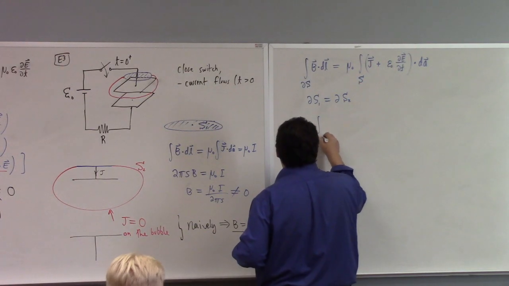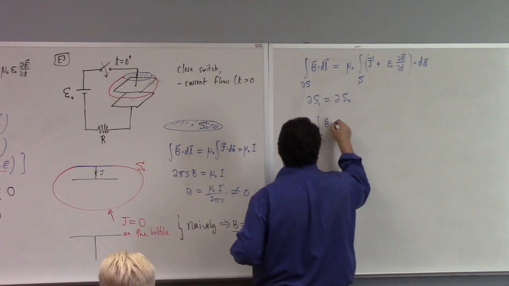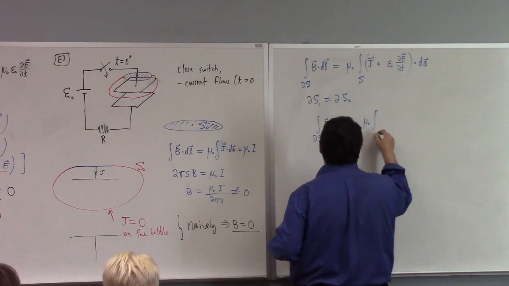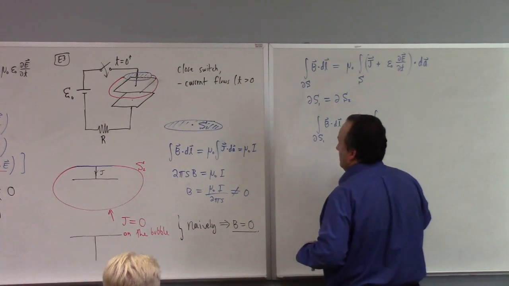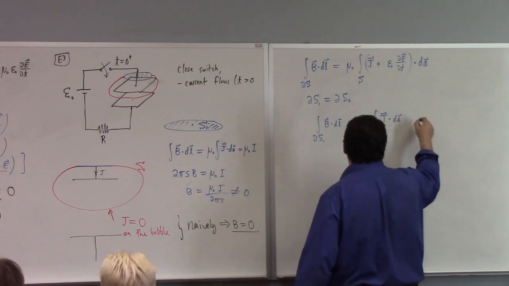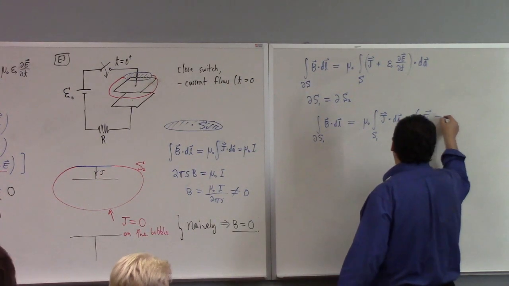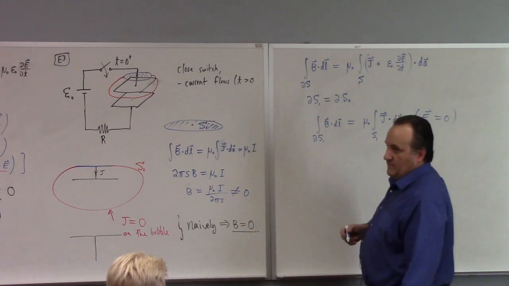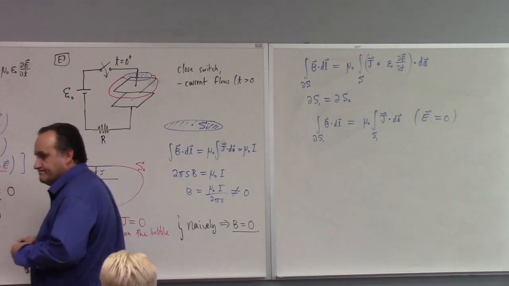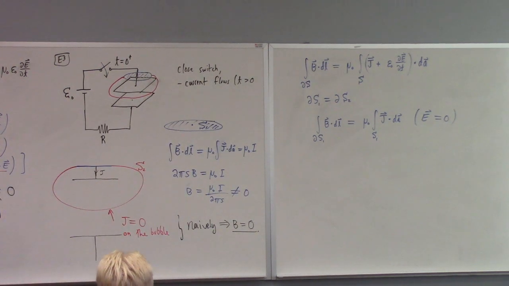So the integral over the boundary of S1, B dot dl, is mu naught, the integral over S1 of simply J dot dA. E is equal to 0. Where's the electric field here? It's between the capacitor plates, right? So the electric field is 0 for S1. All right?